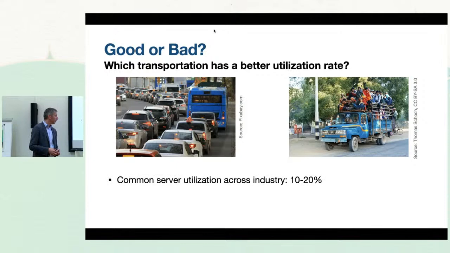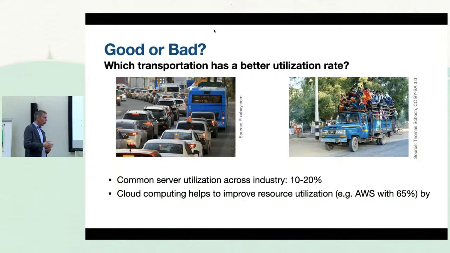And in fact, if we look at the common compute server utilization across the industry, the utilization is between 10 and 20%. So typically, most of the machines we have running at home, in our offices, in organizations, in companies, are idling. They do nothing. And that's a problem. So cloud computing might help to improve this. There are numbers from Amazon. I don't know if we can trust them, but they tell us we probably have a much higher utilization.